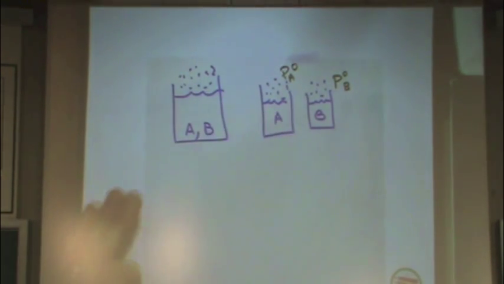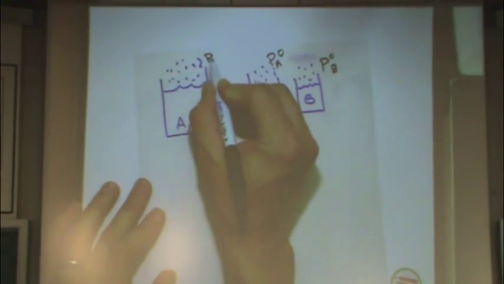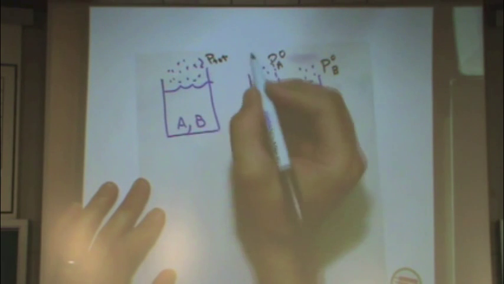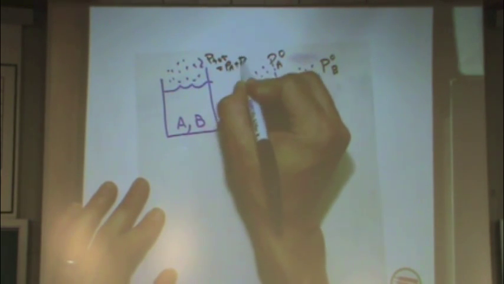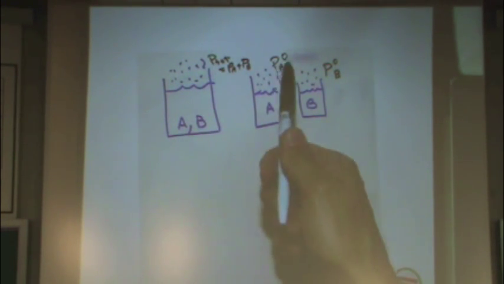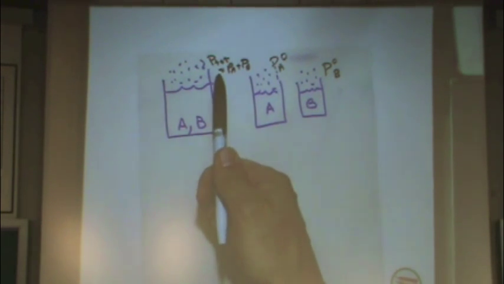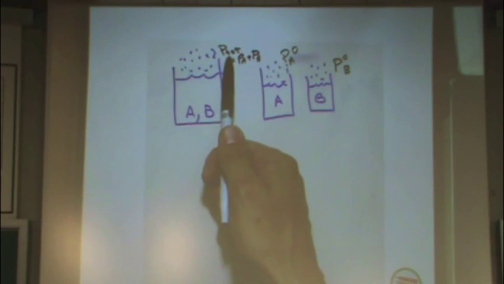If it's A and B, you can't do any of that. You could call this P total, or you could say P total is PA plus PB, the partial pressures. But pure pressure does not come into play when it's not pure. Hopefully that's somewhat logical. And I cannot add these two pure pressures to get P total. That's a common mistake students make.